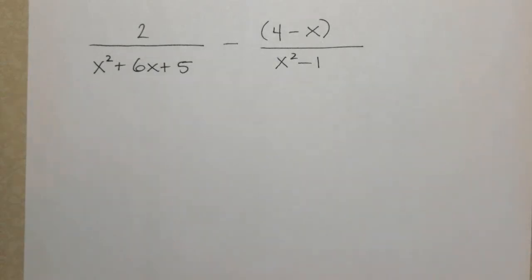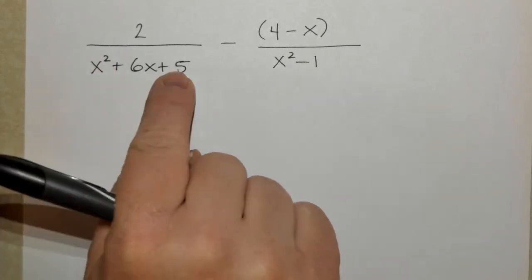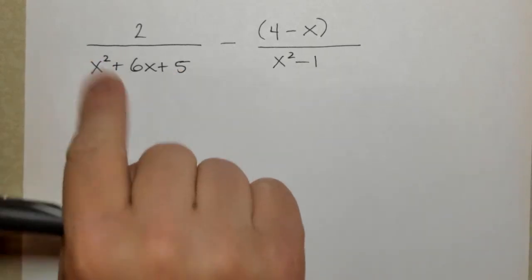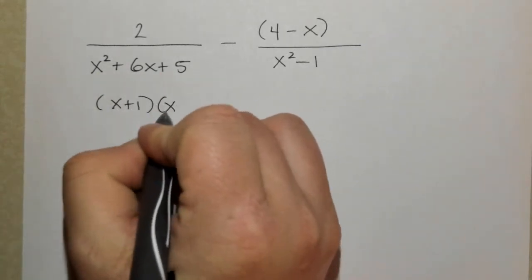Okay, so we're going to simplify this rational expression. Because it's an adding or subtracting problem, I need to find a common denominator. In this problem, I'm looking at 1 times 5 is 5. What two numbers multiply to equal 5 and combine to give us a positive 6? That would be x plus 1 and x plus 5.